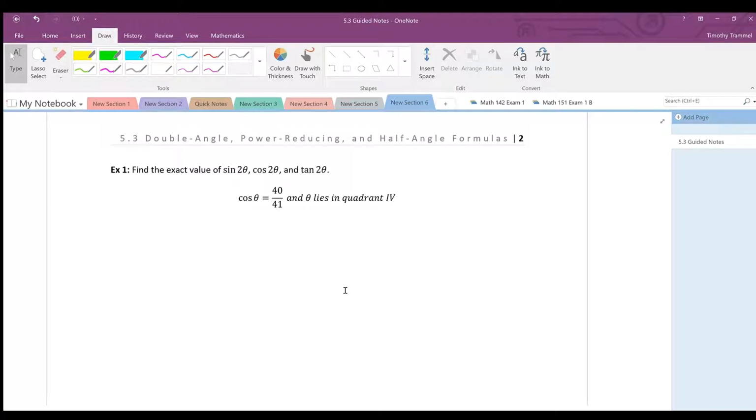Let's take a look at our first example here. And let's actually make a little sketch before we even try and compute some of these things. Okay. Let's just use the fact that we know cosine of theta is equal to 40 over 41, and that theta lies in quadrant 4.